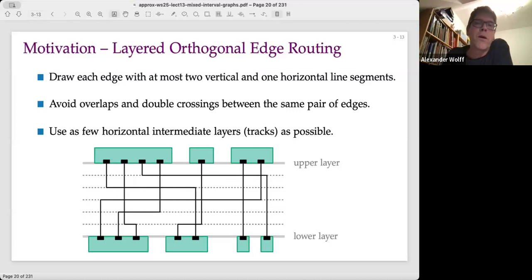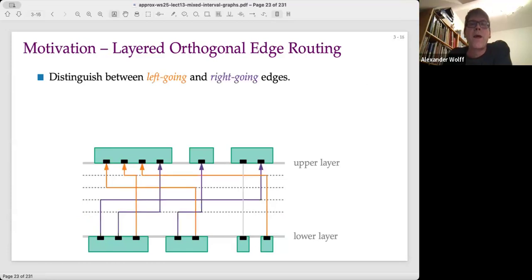Okay, so here's a feasible drawing that routes all the edges in my graph, in my matching. But as you can see, we can improve this a little bit by redrawing some of these edges, and then we don't need this lowermost track or intermediate layer anymore.